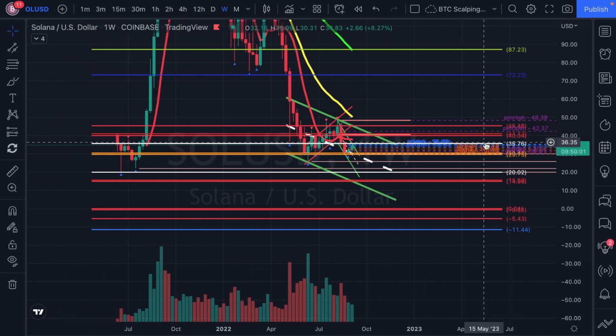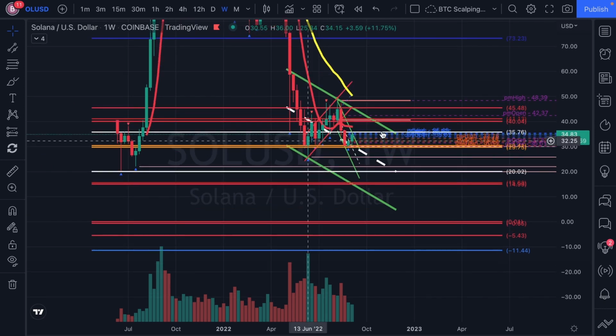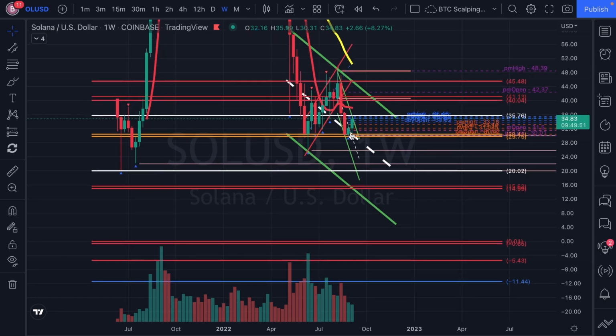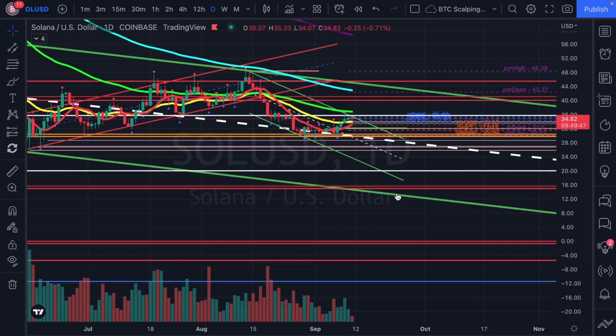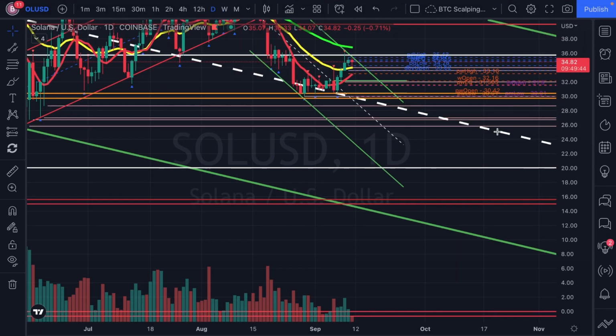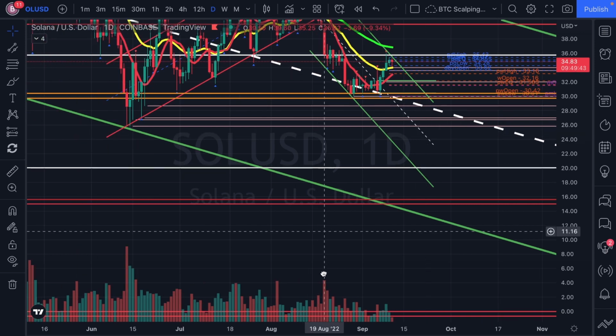We are testing into the top of the order block, which is 35.76. Once we can claim 35.76, the next resistance is around $40. So this is the real fight right here, guys. Here, let's go to a daily. Ugh, I apologize for how bad that was.